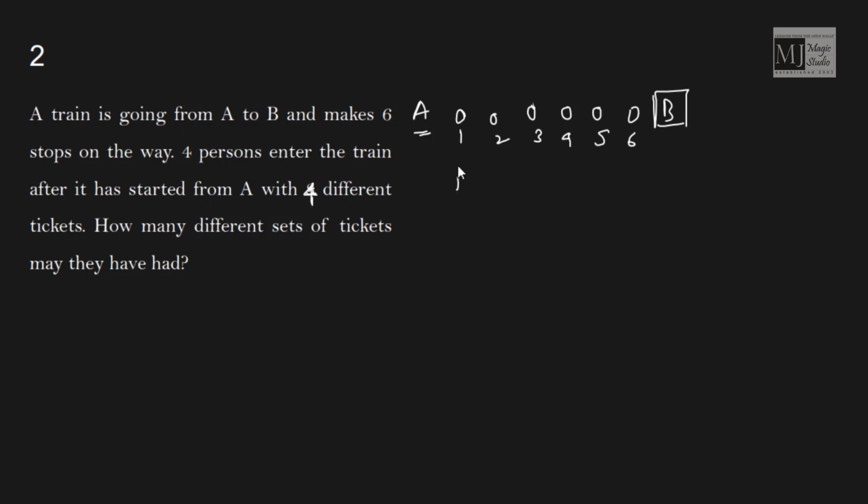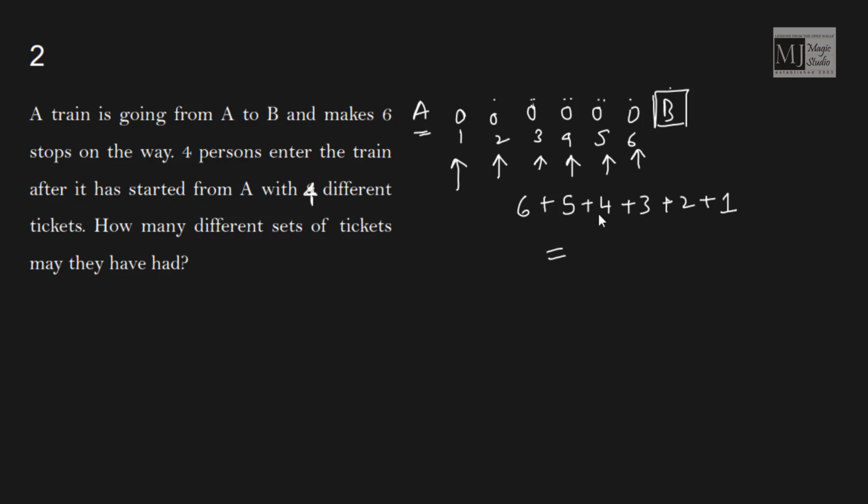Now, if anyone boards at station 1, he can hold how many different types of tickets? 1, 2, 3, 4, 5, 6. If he is boarding at station number 2, how many different types of tickets can he have? 1, 2, 3, 4, 5. Plus 4 if he is boarding at station number 3. Plus 3 if boarding at 4. Plus 2 if boarding at station number 5. And plus 1 if boarding at station number 6.